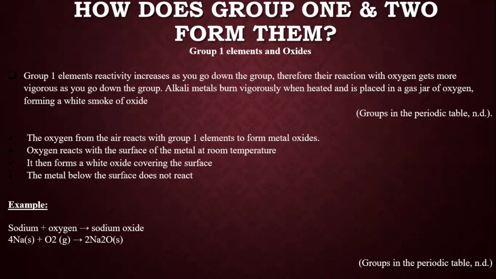The oxygen reacts with the surface of the metal at room temperature, and it then forms a white oxide covering the surface, but the metal below the surface does not react. Here we have another example, with sodium plus oxygen giving you sodium oxide.